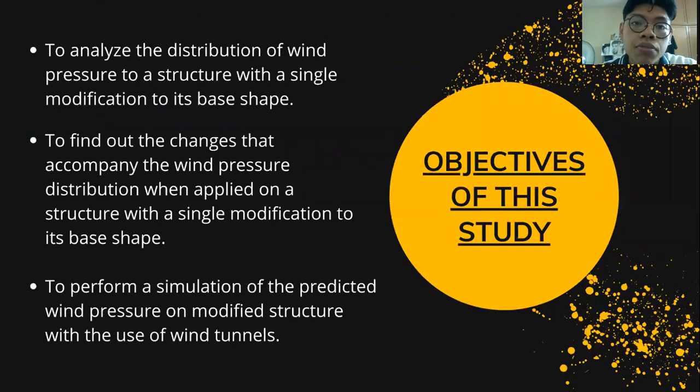So the objectives of this study are to analyze the wind pressure distribution on a structure with a single modification to its base shape. Next is to find out the changes that accompany the wind pressure distribution when applied on a structure with a single modification to its base shape. And lastly is to perform a simulation of the predicted wind pressure on the modified structure with the use of wind tunnel tests.